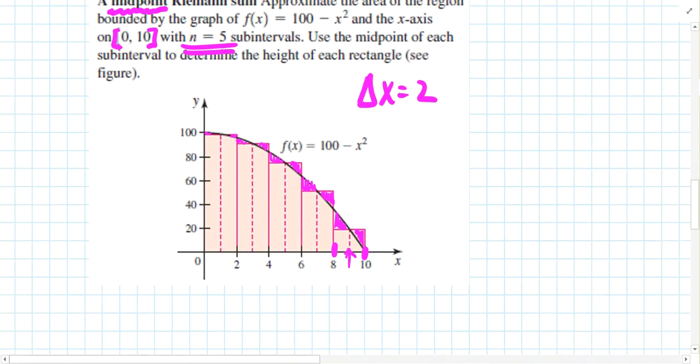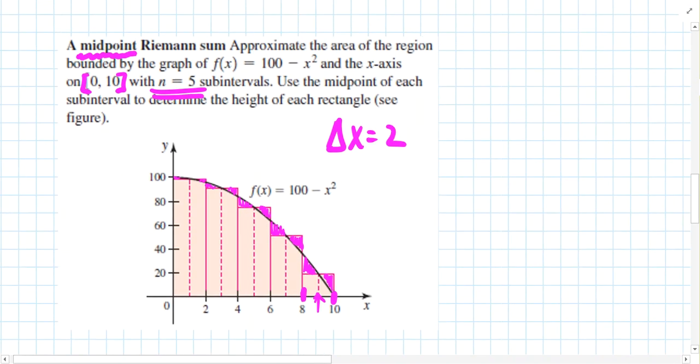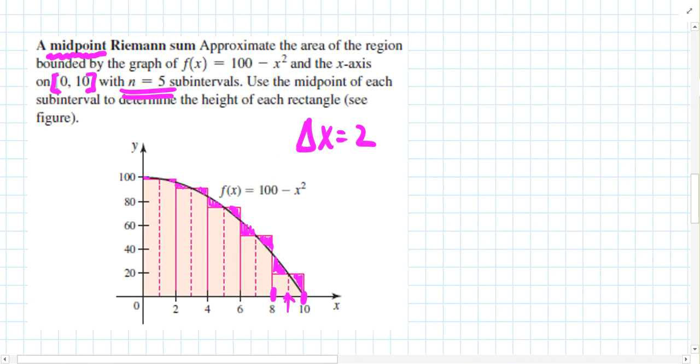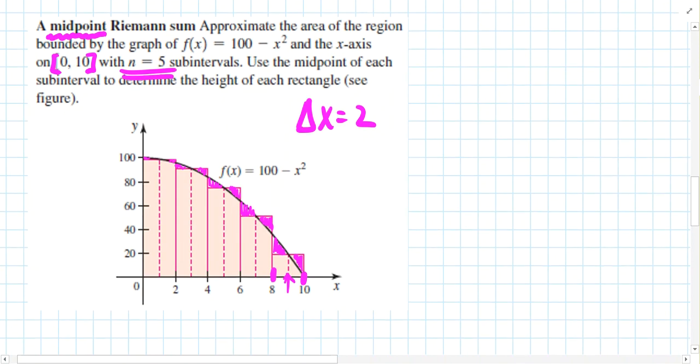Now, this midpoint sum is not the same as a trapezoid sum. So I want to make that clear. The trapezoid sum would result in a different area most of the time. But again, this midpoint sum, it's another opportunity for us to approximate the area of a region.